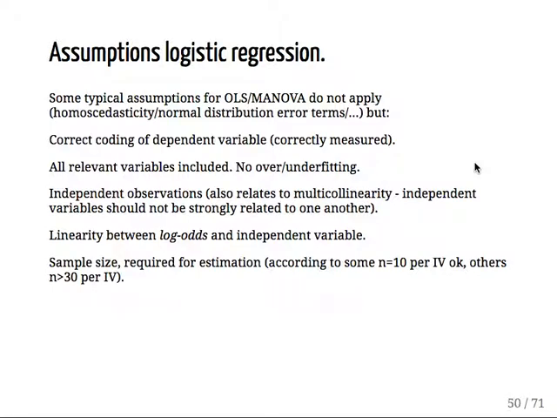It's assuming that all the relevant variables are included, so that you haven't missed any variables, and that you've not over or underfitted your model. So you've just selected all the variables which predict, for example, whether people die on the Titanic, and not missed any. Again, as before, you should have independent observations.